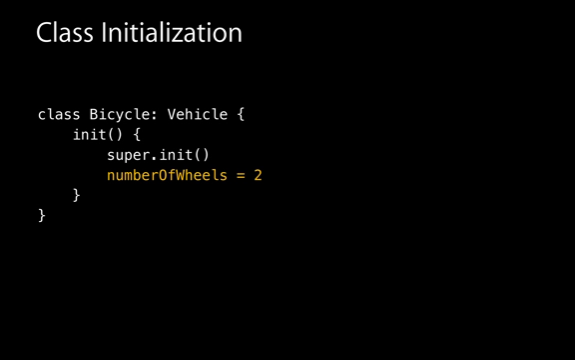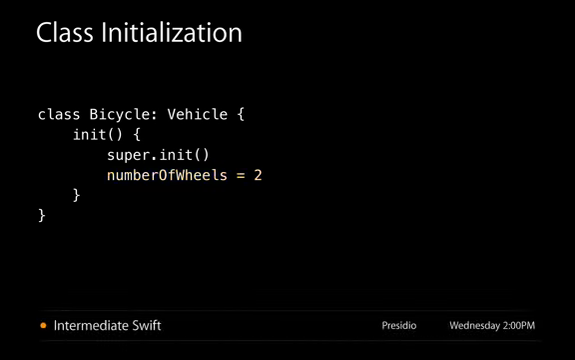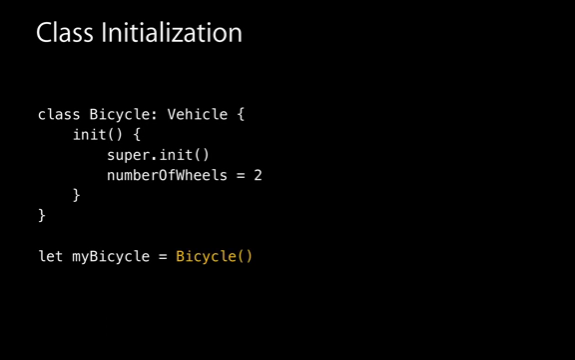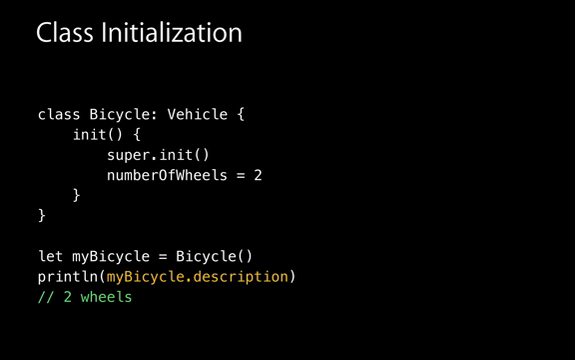Now, we'll go into a lot more detail on initialization in the intermediate Swift talk. But for now, one final thing to note. Swift initializers don't return a value. Rather, their main role is to make sure that every stored property has a value by the time that initialization completes. So now we have that set up, we can create a new bicycle. We can print its description, which we've inherited from vehicle, and see it has 2 wheels by default. All bicycles will now have 2 wheels. So that changes the default value of an inherited property.